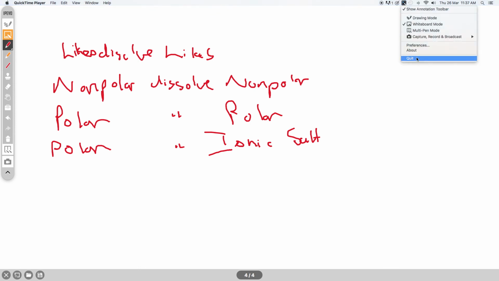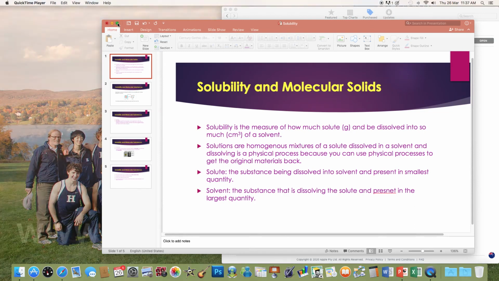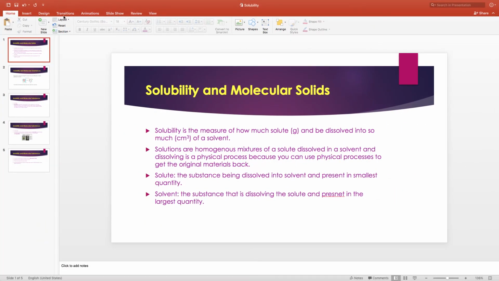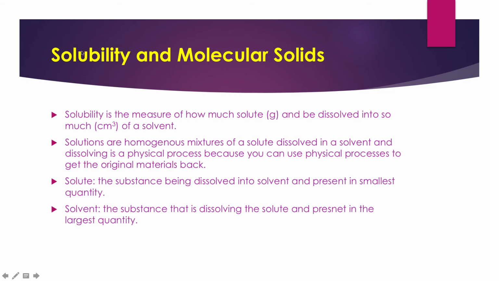So, if we go to this, there are some terms that you need to understand here. Solubility measures how much of a solute is being dissolved into how much of a solvent. True solutions, you have to remember, are homogeneous mixtures. And you have to remember that dissolving is a physical process, because you can get the solute and the solvent back again. So think about evaporation of a salt solution or distillation of whiskey or something like that.